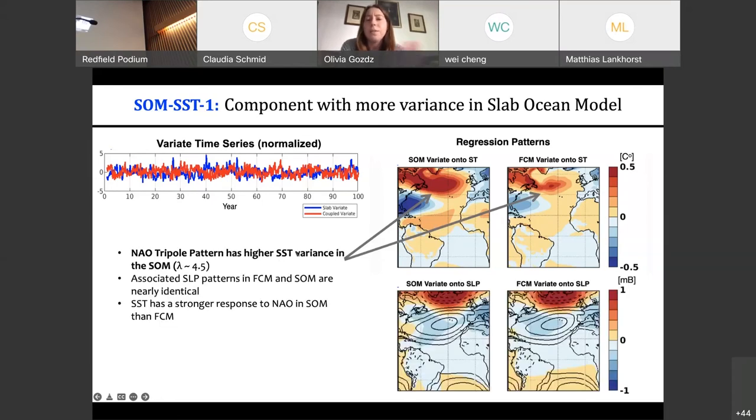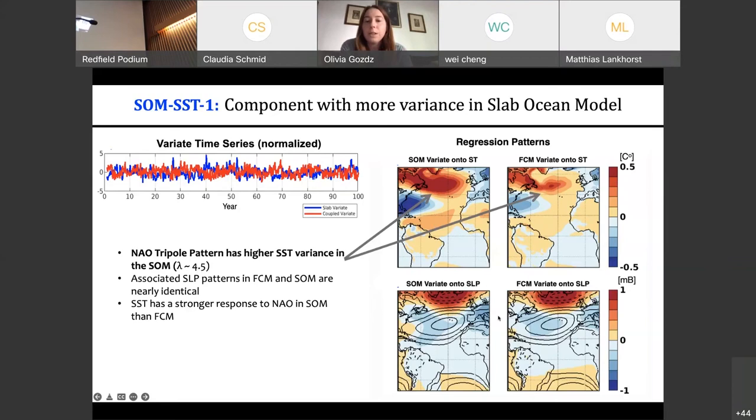So why do we think that this is the NAO tripole pattern? We regressed our variate time series onto the atmospheric variable of sea level pressure to investigate the atmospheric forcing associated with this mode. The plots below just correspond with the plot above for the same model.